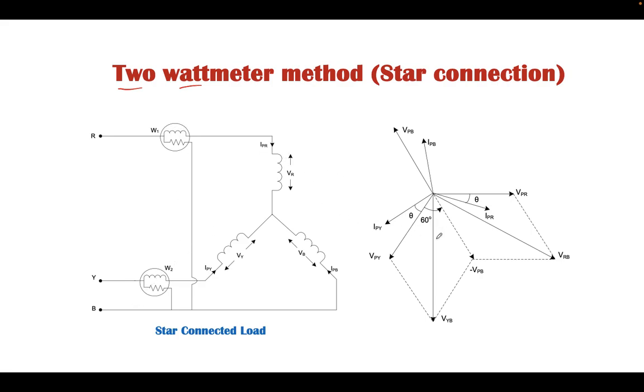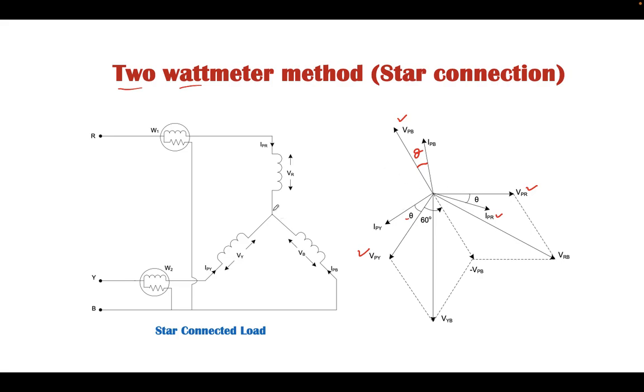Let me consider the phasor diagram of this star connected load. Here we consider the star connection. This is the phase voltage of R, this is the phase voltage of Y, this is the phase voltage of B. The current in phase R is lagging by an angle theta. In case of Y phase, again it will be theta. In case of B phase, this will also be theta. Let me consider the system is balanced.